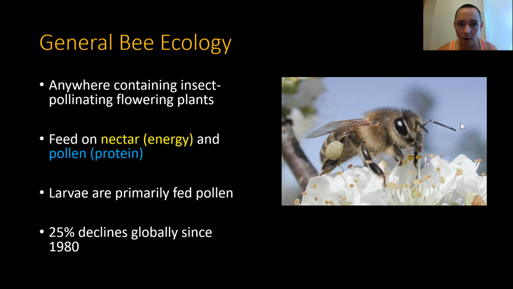Notably, all bees across the world are in global decline, with about a 25% decrease across all bees since around the 1980s. Over the last 40 years, we've seen about a 25% decrease in the global representation of bees. And most of the bees that have been most susceptible are not the European honeybee, which is doing quite well for itself because we love it and we keep reproducing it all over the place and farming it basically, but more native bees that are struggling.